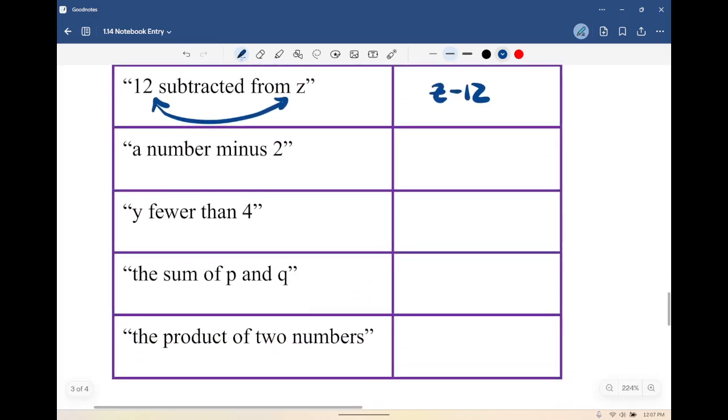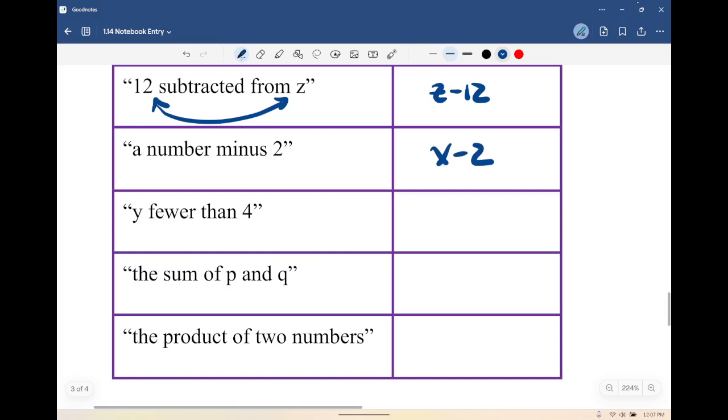A number minus 2. Raise your hand. A number minus 2. This here. Ooh, careful. Is this 2 minus x? No. What should this be instead, Michael? X minus 2. All right.